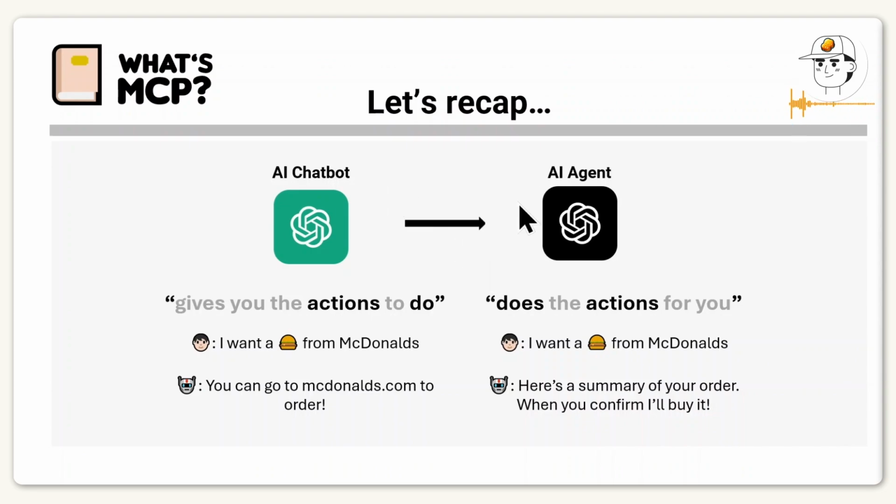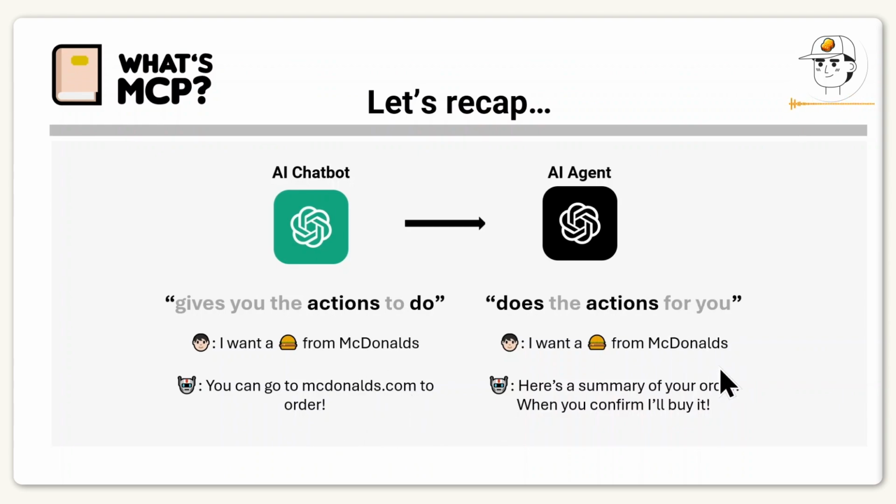Because for you to understand what MCP is, you first need to understand what an AI agent is. And very simply, if you think about a chatbot like ChatGPT, what it basically allows you to do is it gives you the actions that you need to do, while an AI agent does the actions for you. So let's say if you want to order a burger from McDonald's, you put that into ChatGPT, it will basically direct you to mcdonalds.com to order. It can't really do the ordering for you.